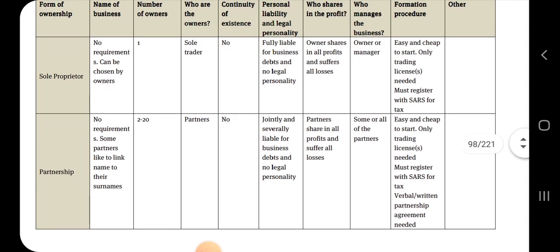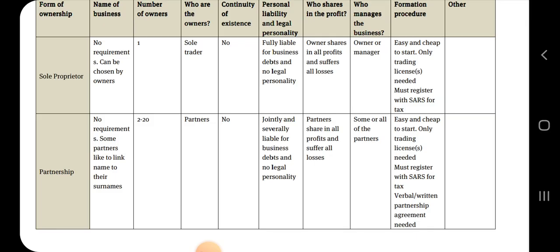And then we have the second form of ownership, which is partnership. If you are doing accounting, you will be doing partnerships in grade 11. The name of the business: also no requirements by law. You can choose a name that the partners want.